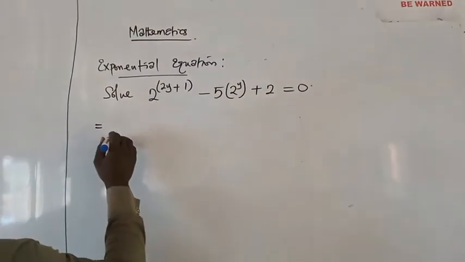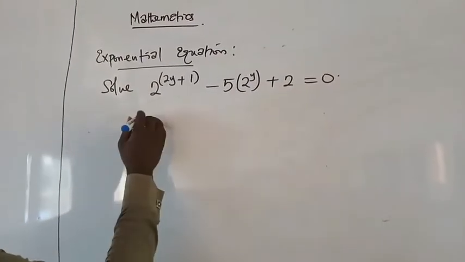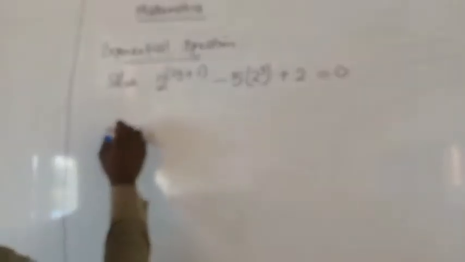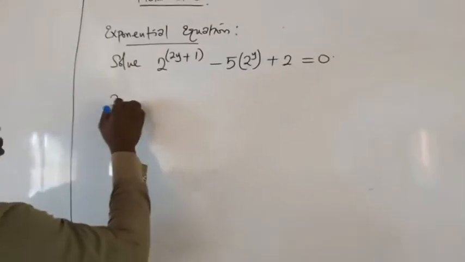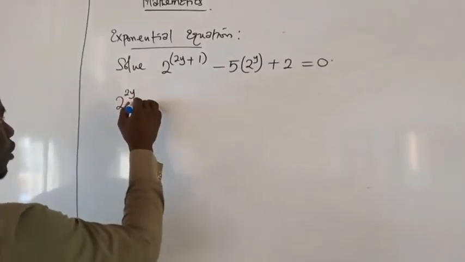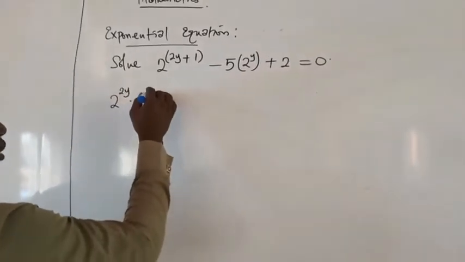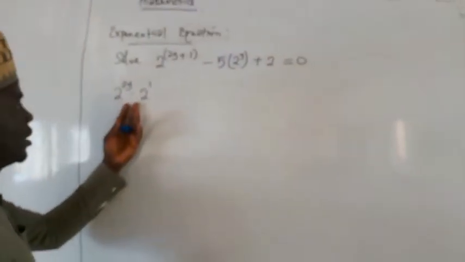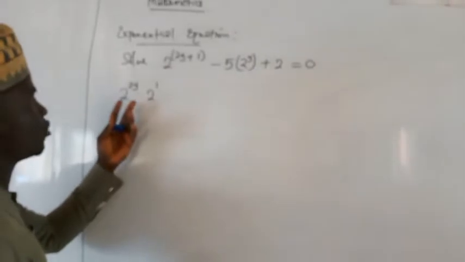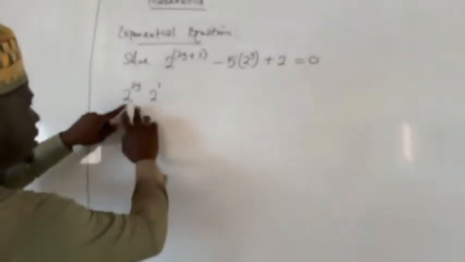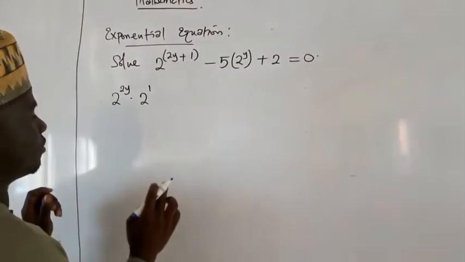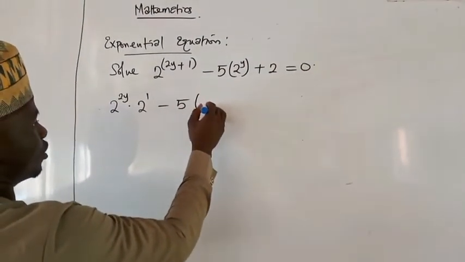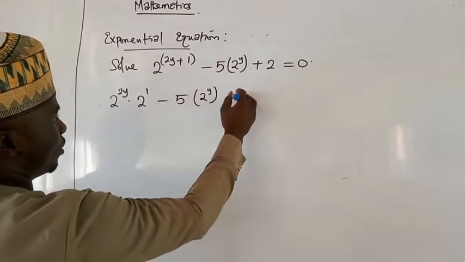In order to solve this, we all know that 2 raised to the power of 2y plus 1 can be written this way: 2 raised to the power of 2y multiplied by 2 raised to the power of 1. Now, this is an indices. If I am to express it in this form, since the bases are the same, I will add the power. This is what we have. So the next one we have minus 5 multiplied by 2 raised to the power of y plus 2 equal to 0.